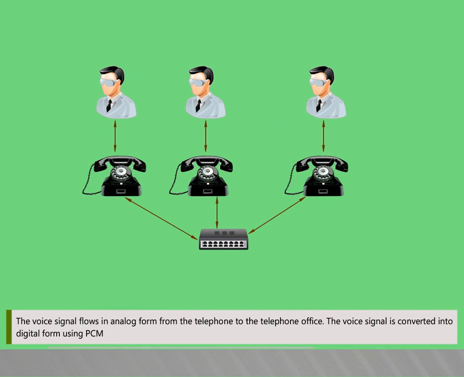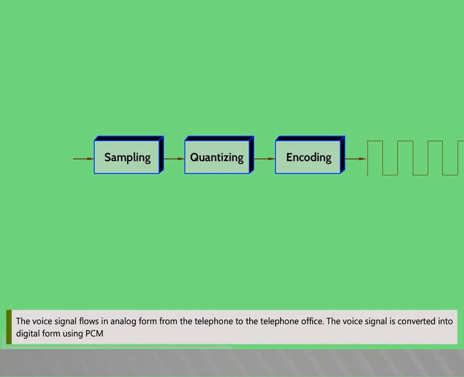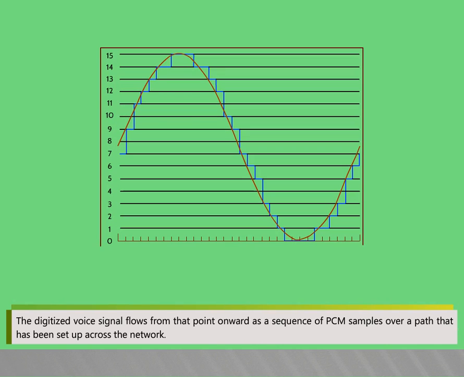The voice signal flows in analog form from the telephone to the telephone office. The voice signal is converted into digital form using PCM at the line card interface where the copper wires connect to the local telephone switch. The digitized voice signal flows from that point onward as a sequence of PCM samples over a path that has been set up across the network.